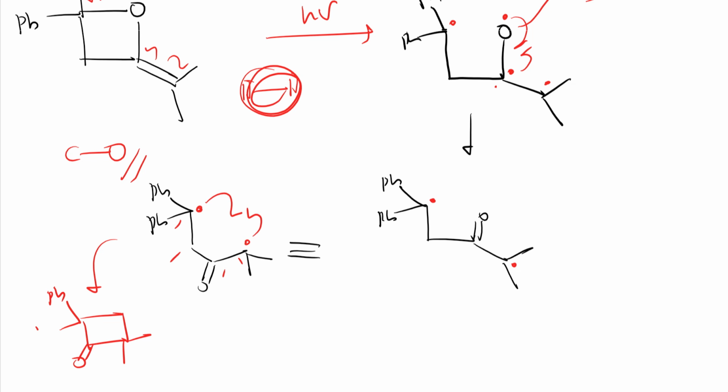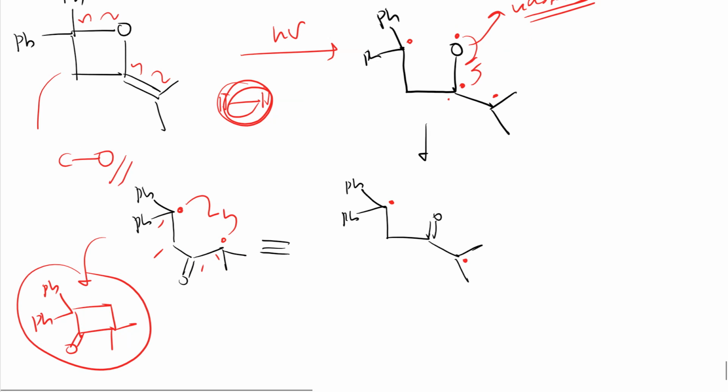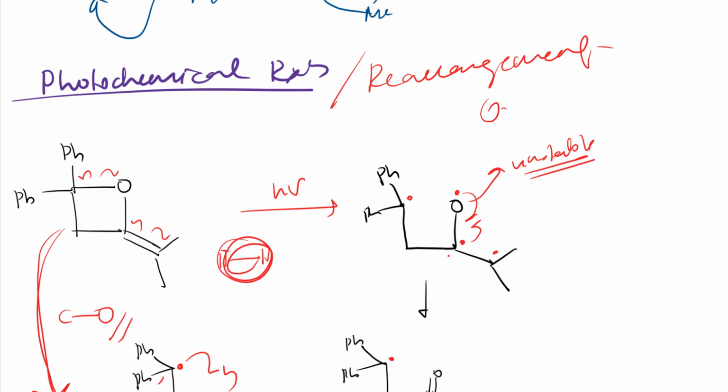So from oxetane, it happened, this cyclobutane containing ketone group, right? Like this it happened in presence of photochemical reaction. This also we can call a photochemical reaction or rearrangement reaction of this oxetane. So these were the few reactions of this oxetane.